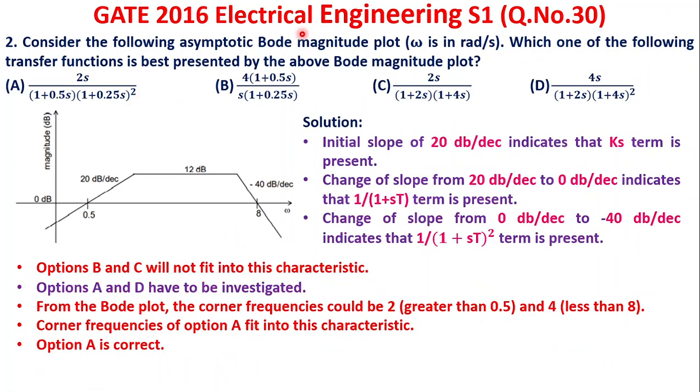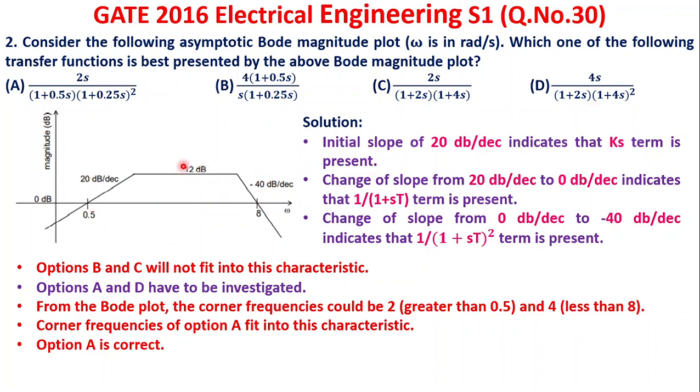It is taken from GATE 2016 Electrical Engineering Set 1, question number 30. Consider the following asymptotic Bode magnitude plot. Omega is in radian per second. Which one of the following transfer functions is best represented by the above magnitude plot? The magnitude plot is given here. So which of the transfer functions is best represented by this plot? That is the question. See, four options are given.